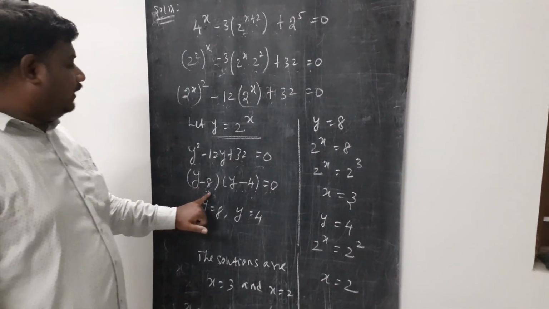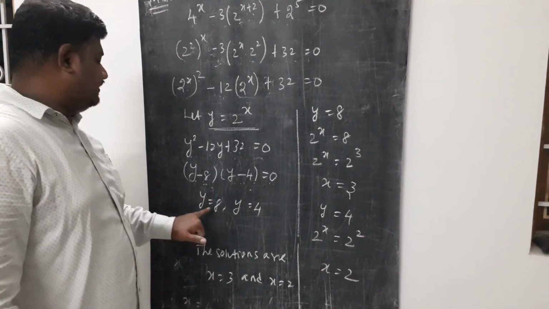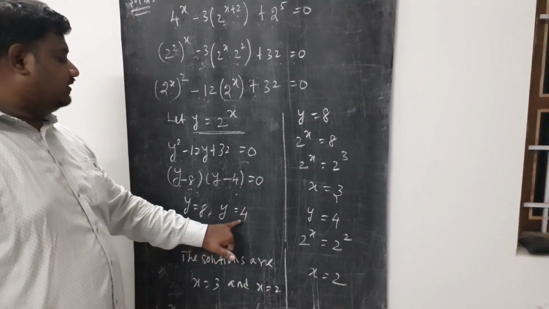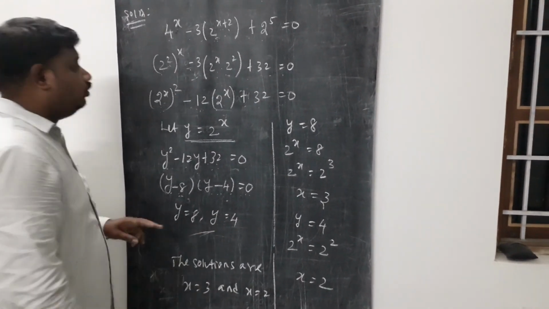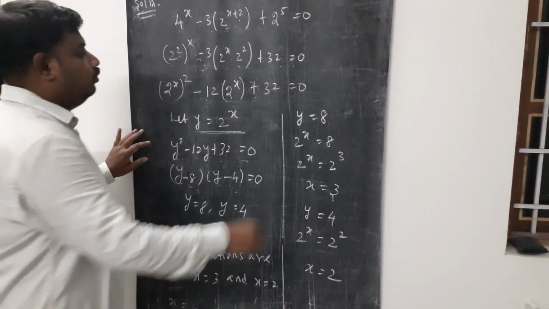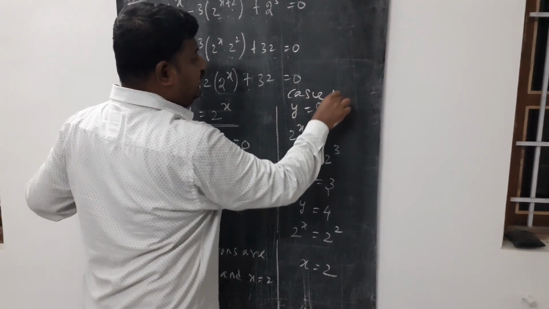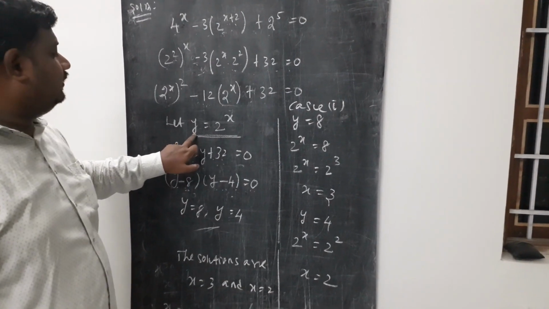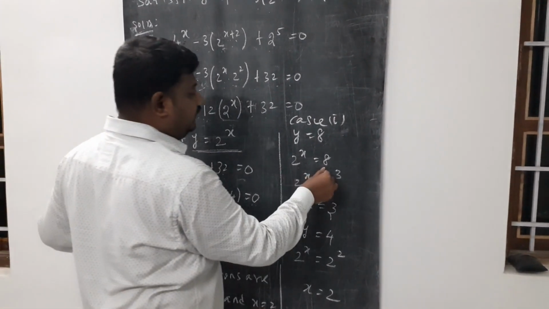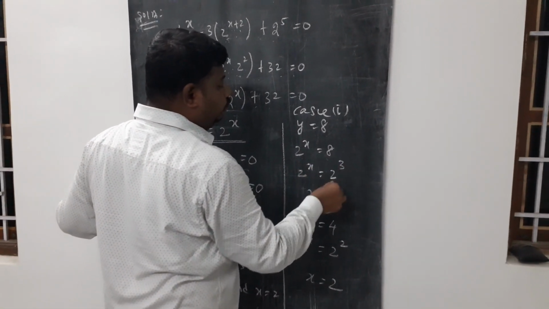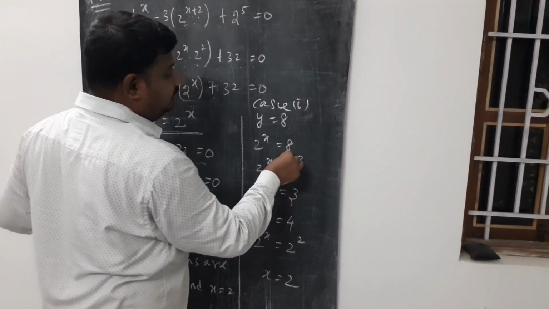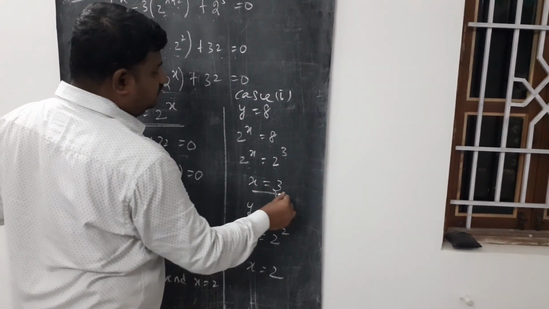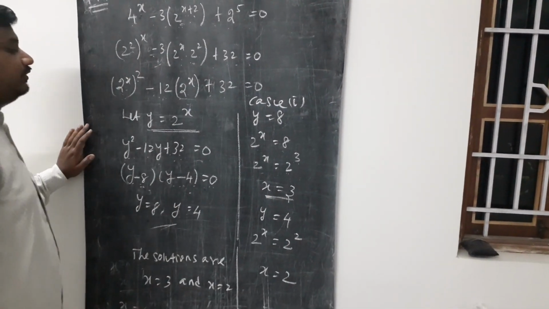Equating to 0: y minus 8 is equal to 0, then y is equal to 8. Here, equating y minus 4 is equal to 0, then y is equal to 4. Here also you get 2 y values. In the first case I am taking y is equal to 8 and substituting. So 2 power x is equal to 8. 8 I will write as 2 cube. The base is the same, so the power is also the same. Therefore x is equal to 3.